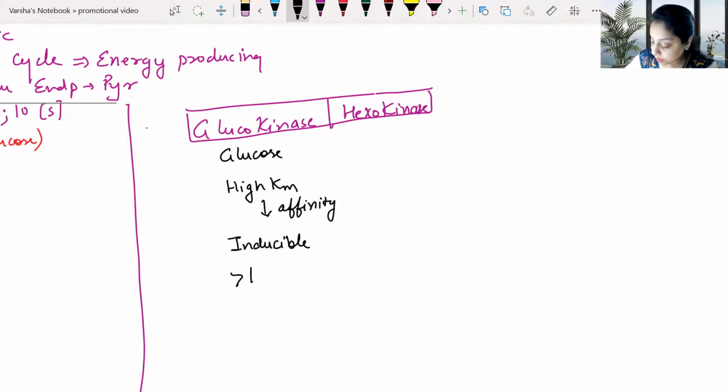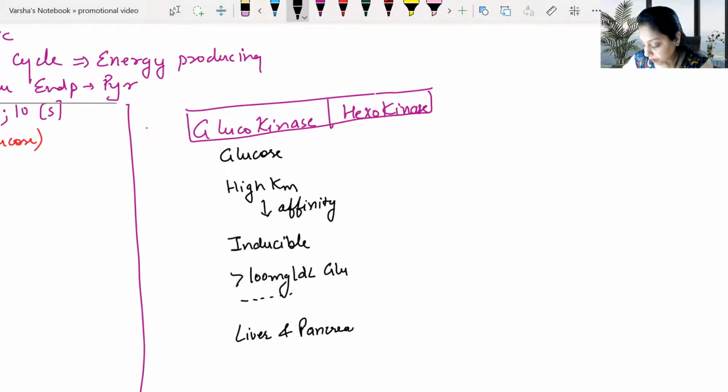Approximately more than 100 milligram per deciliter of glucose, you can write it down, must be available, and that is available in the well-fed state. And where is it found? It is found in the liver and the pancreas. The liver is the major site. So these are the five points for the glucokinase enzyme.